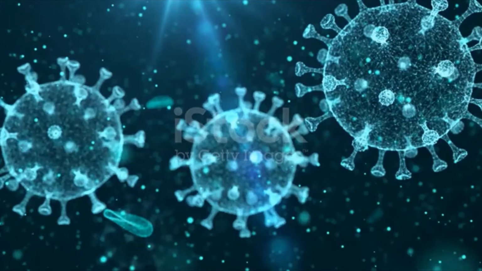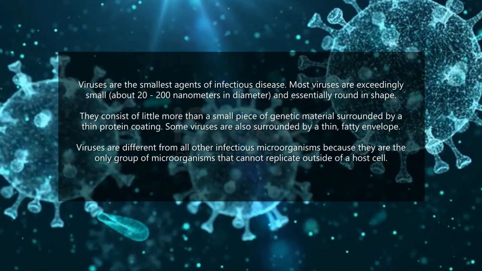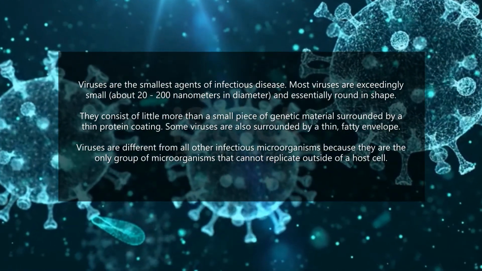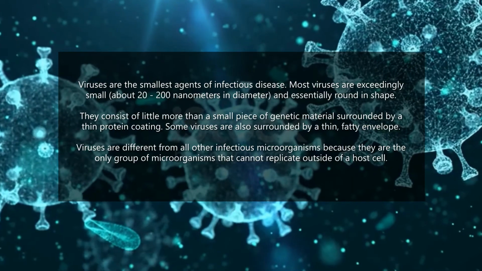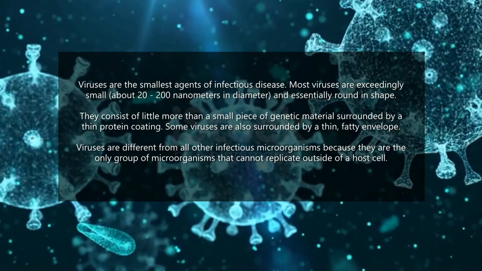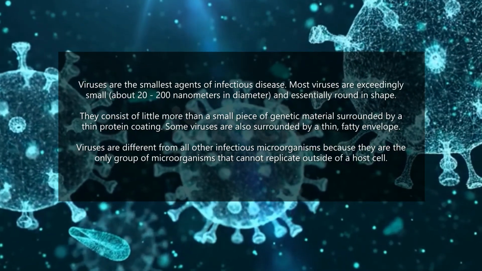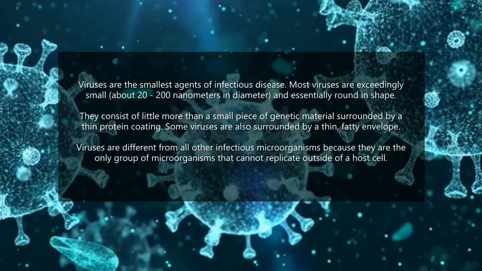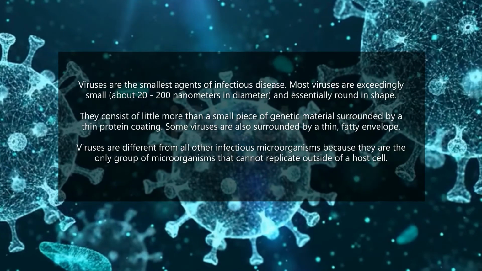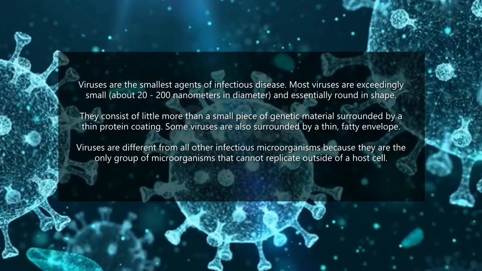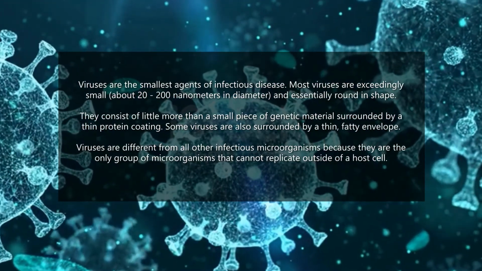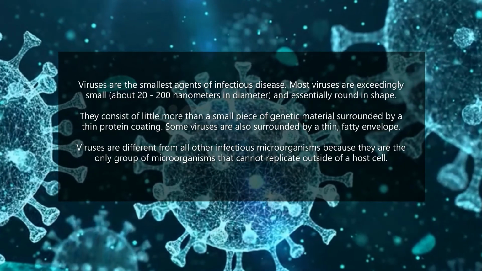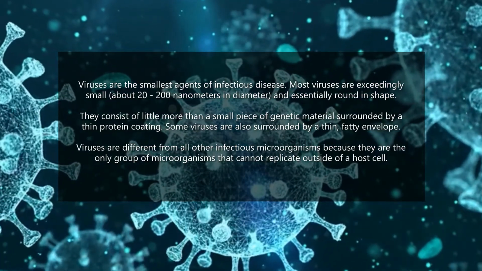Viruses. Viruses are the smallest agents of infectious disease. Most viruses are exceedingly small, about 20 to 200 nanometers in diameter and essentially round in shape. They consist of little more than a small piece of genetic material surrounded by a thin protein coating. Some viruses are also surrounded by a thin fatty envelope.